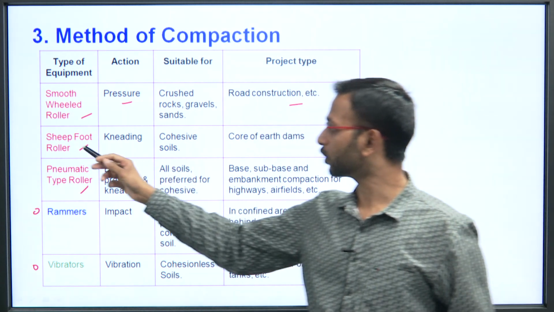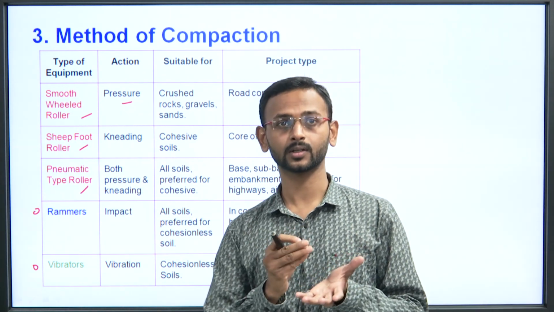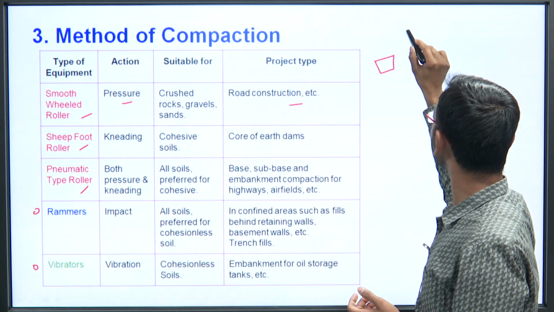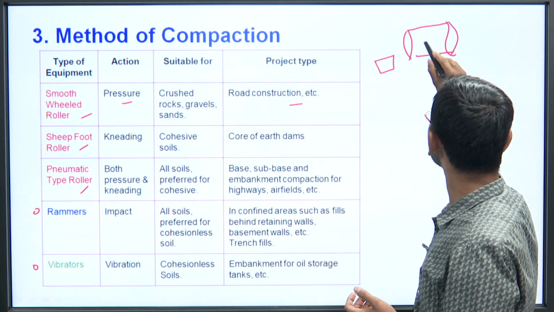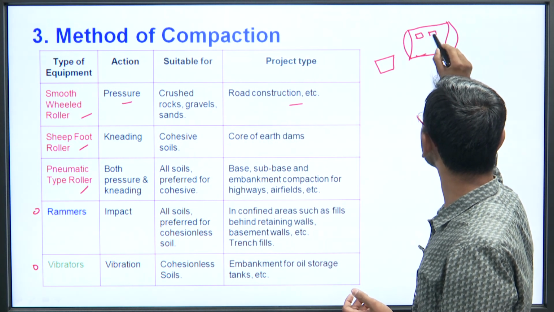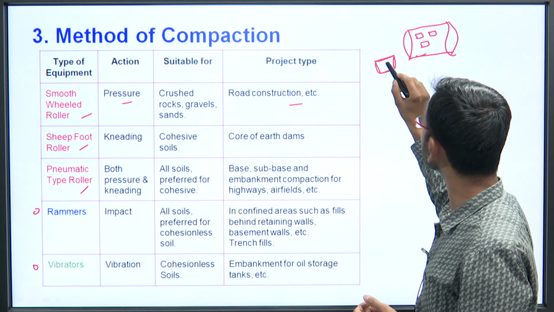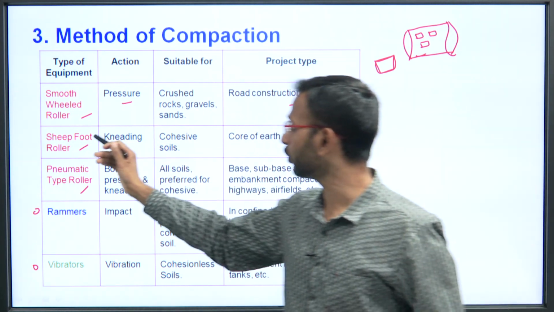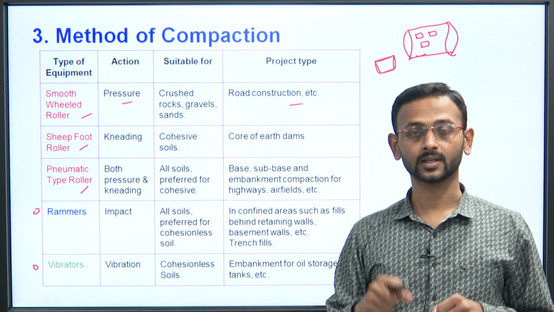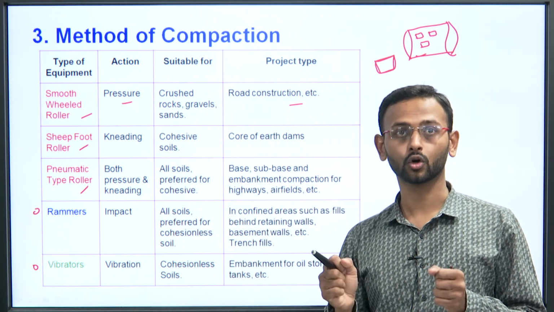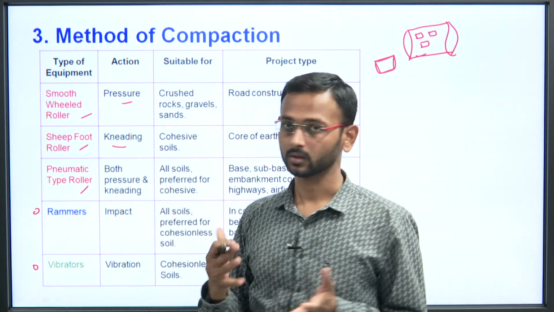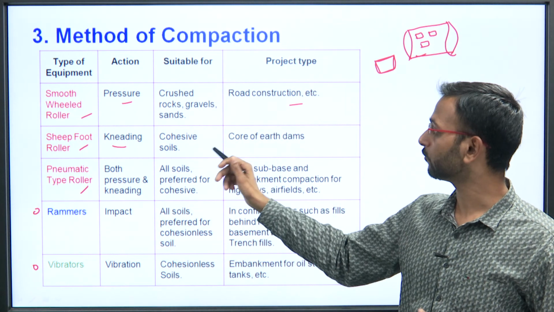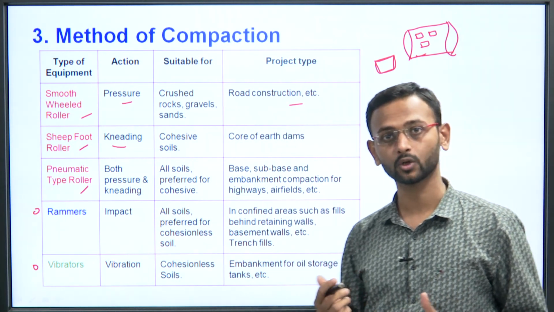For what type of project is it majorly used? You already know this, it is road construction. Now, if you talk about the sheep foot roller, you have seen the sheep, their foot is somewhat like this. Let us say this is a drum here, and these are some protrusions in the shape of this. This is the 2D figure, it is a 3D thing, and this type of shape is called a sheep foot roller. The action is the kneading action, like you knead the dough, let us say the wheat flour that you are preparing. It is suitable for cohesive soil, and it is majorly used in preparing the core of earthen dams.